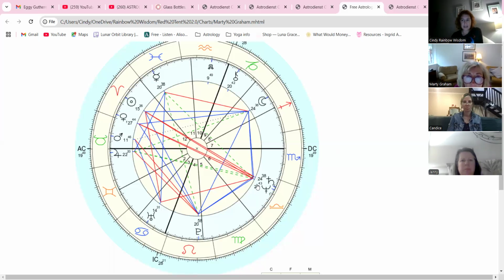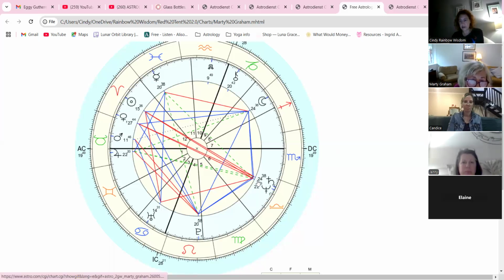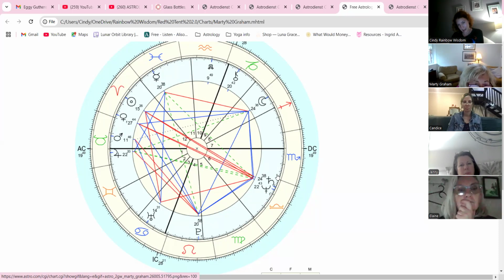Yeah, so that is called a kite. Look, it's three planets connected by trine, and in this case, two other planets connected by sextiles. And so those are all nice, easy, flowing, connected, let's-work-together, juicy dynamics. So that is a powerful thing to have as well.